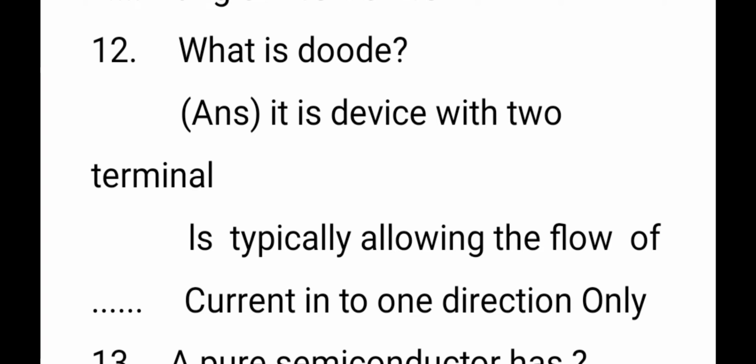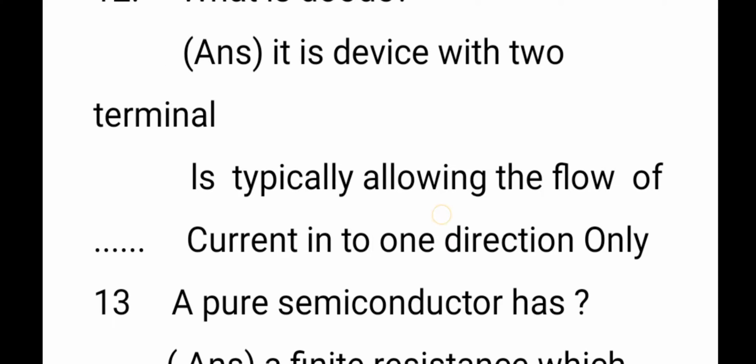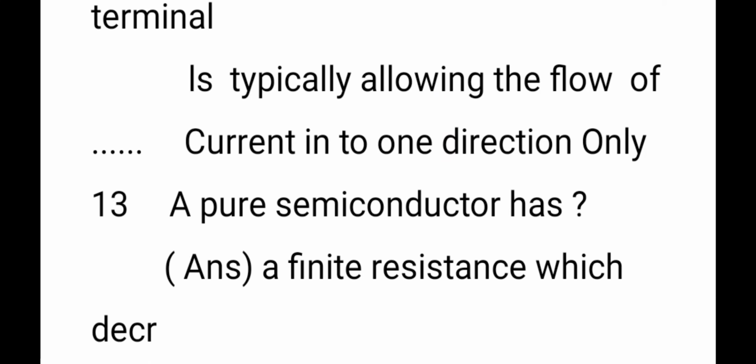The next question, what is a diode? It is a device with two terminals that typically allows the flow of current in one direction only. It does not allow current from the back. That is called a diode. Diodes are used in systems like transistors, televisions, and so on.